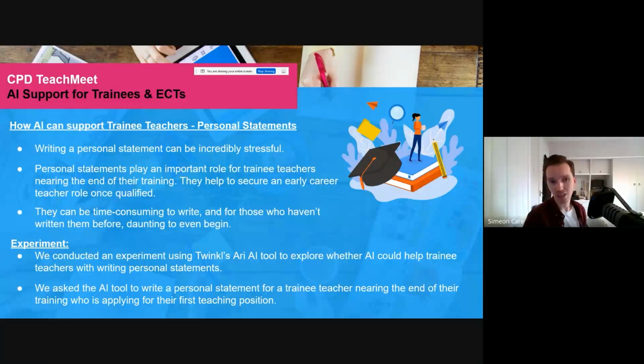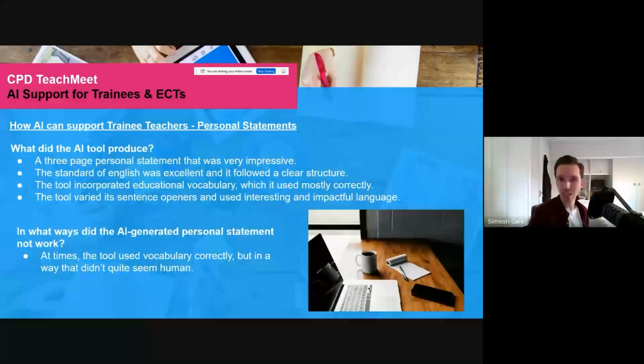So we conducted another experiment with Twinkl's ARI AI to explore whether an AI could write a personal statement. We asked the AI tool to write a personal statement for a trainee teacher nearing the end of their training, applying for their first teaching position. And the AI actually produced a 3-page personal statement that was very impressive. I was surprised by how good it was. A couple of things I pulled out was the standard of English was excellent.